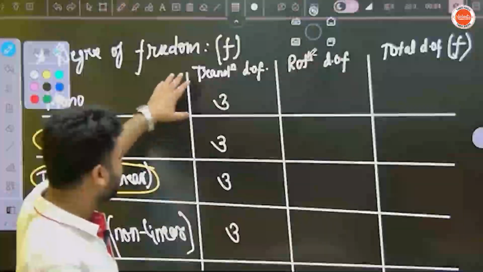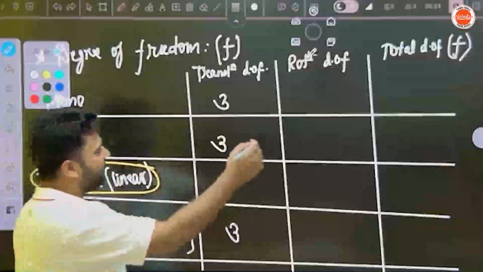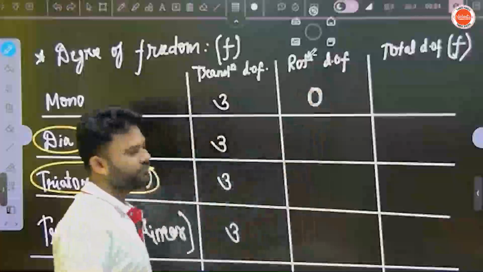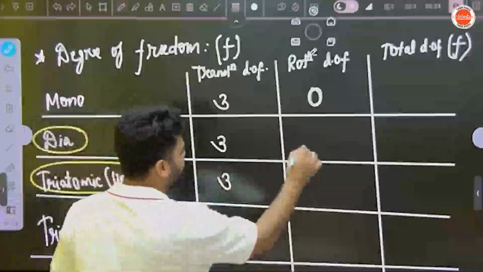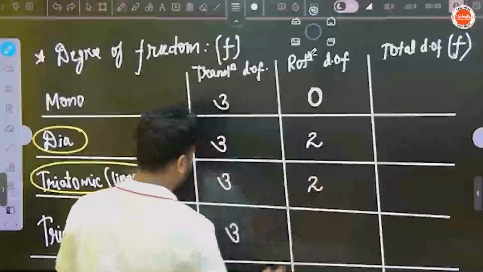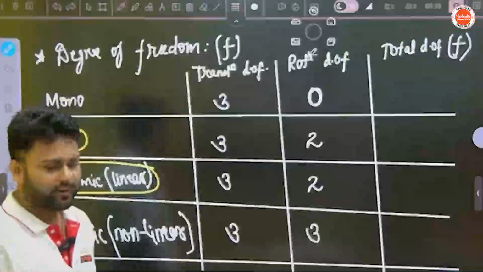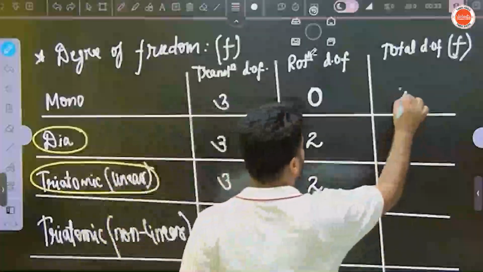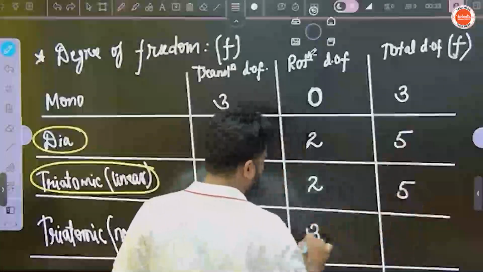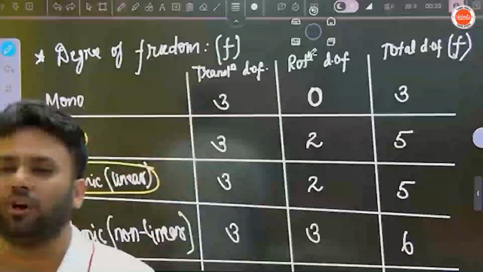See, translational degree of freedom, for all 4 cases we have 3, 3, 3, 3. Rotational degree of freedom, for monoatomic this is 0. Correct? For diatomic this is 2. And I told you this and this will behave the same, so here also 2. For triatomic non-linear this is 3. Correct? Total degree of freedom: 3 plus 0, 3. 3 plus 2, 5. 3 plus 2, 5. 3 plus 3, 6. 6 degrees of freedom for triatomic non-linear molecule.